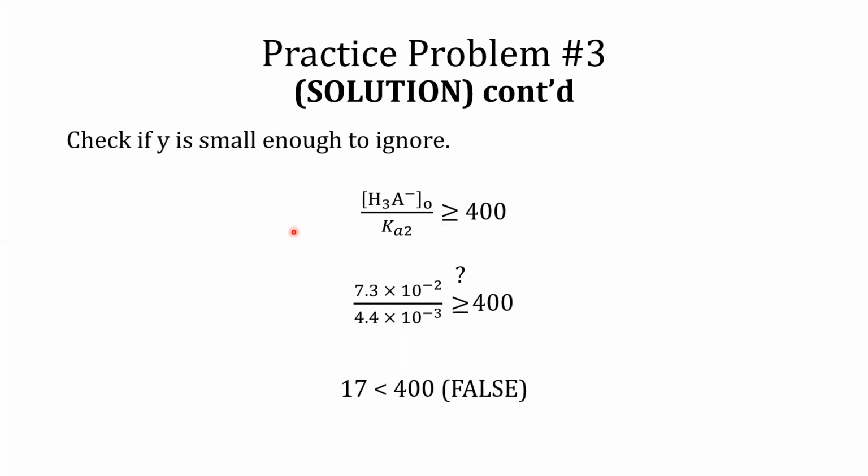To determine if Y is small enough to ignore, one takes the concentration of trihydrogen diphosphate ion and divides by its K2 value to see if the ratio is greater than or equal to 400. It turns out that the ratio equals 17, and since the ratio is not greater than or equal to 400, the assumption that Y is small enough to ignore is invalid. One needs to either use the quadratic equation or successive approximation method to solve for Y. For this part of the problem, like before, we will use the successive approximation method.